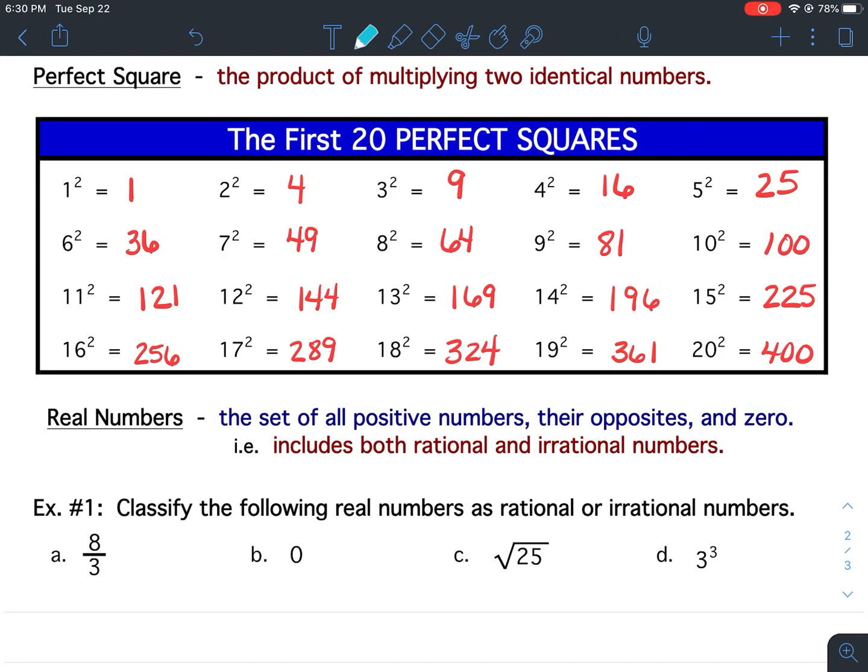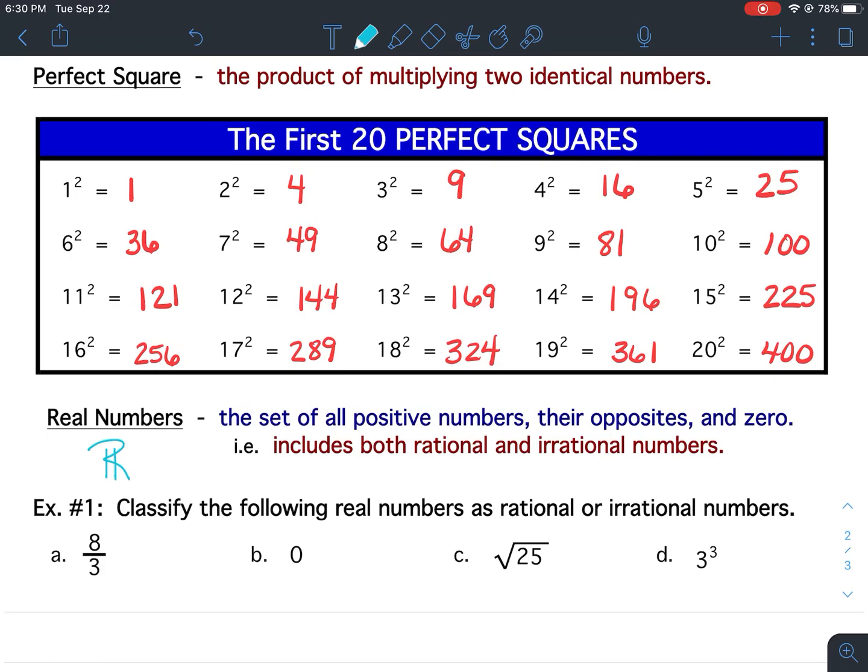Real numbers. Real numbers are the set of all positive numbers, their opposites, and 0. Real numbers also include both rational and irrational numbers. The symbol for real numbers is like an R, but there's like 2 lines that go down. So that's your symbol for real numbers. We're not going to talk a whole lot about real numbers in pre-algebra, but when you get up to your higher level maths, you will talk more about real numbers.